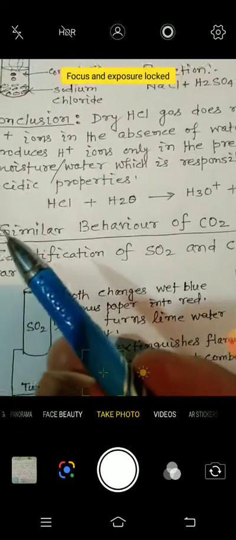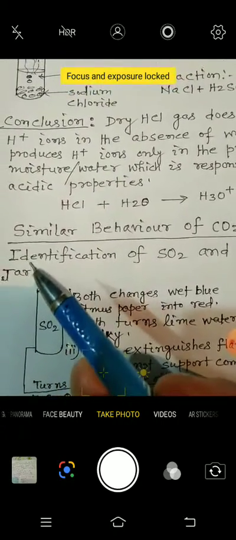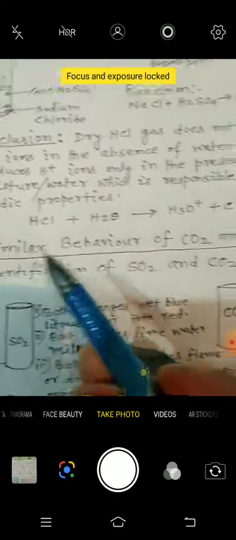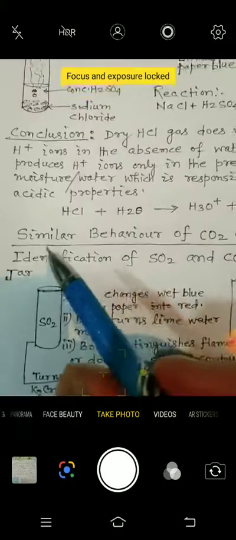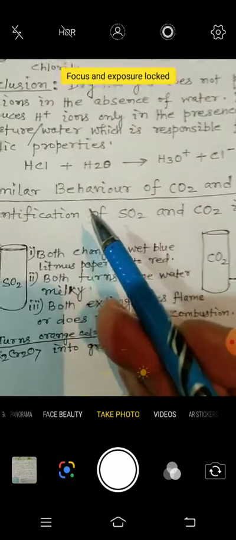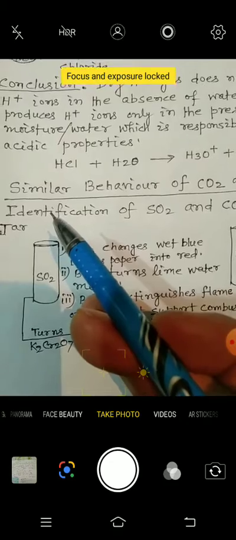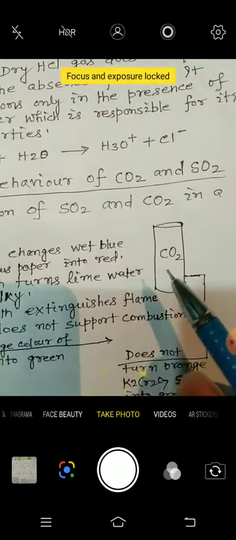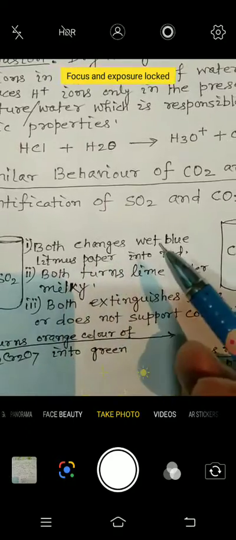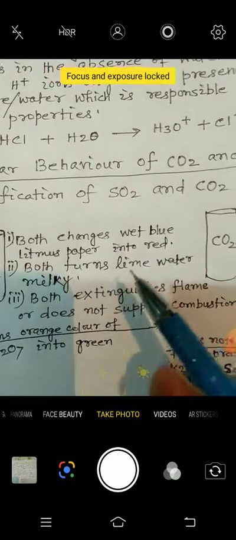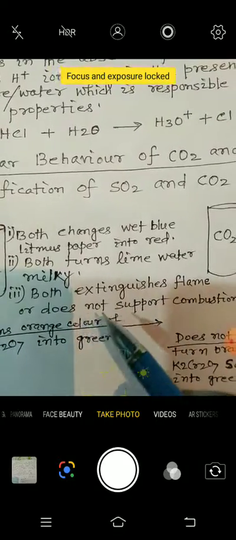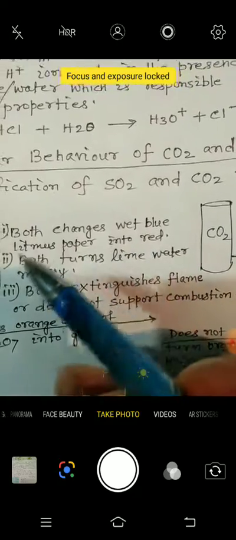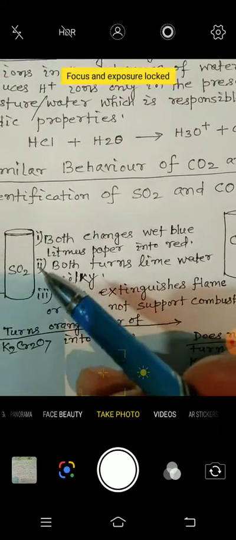Now there is an example of CO2 and SO2. For your knowledge, I want to discuss with you that SO2 and CO2 are similar in some respects. Then how will you distinguish which jar contains SO2 and which one contains CO2? Because both change wet blue litmus paper into red, both turn lime water milky, both extinguish flame or do not support combustion. Then how will you differentiate which jar contains SO2 and which jar contains CO2?